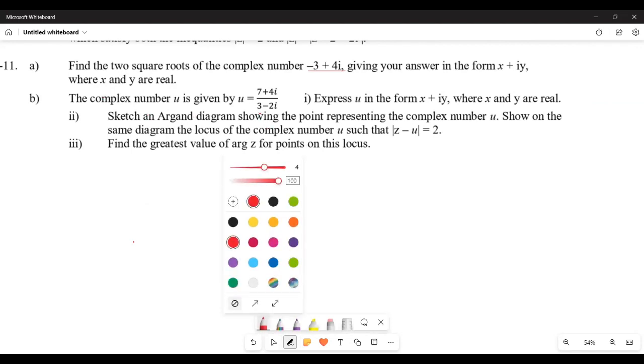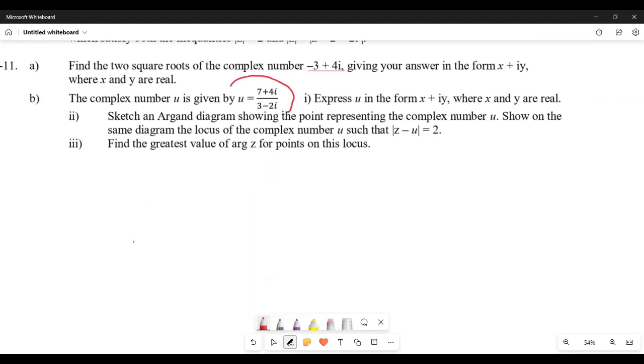Okay, the complex number u is given by this. Express u in the form x plus iota y. That means we have to rationalize the denominator. 7 plus 4 iota.